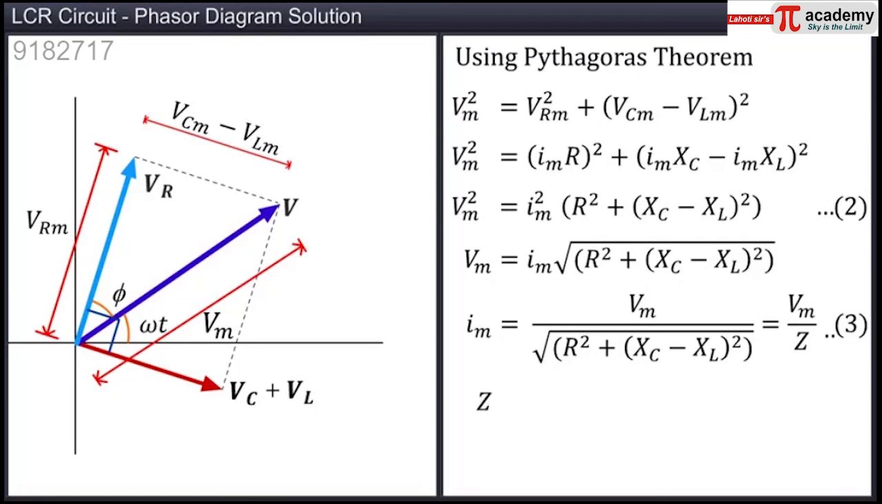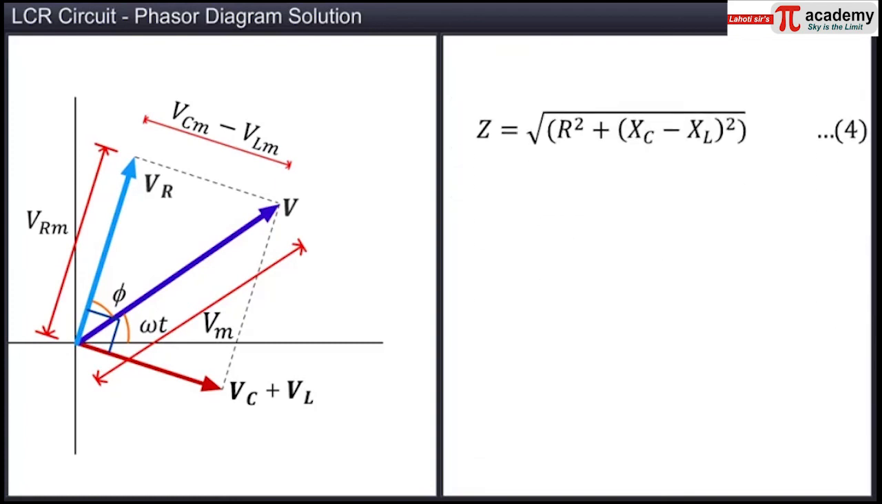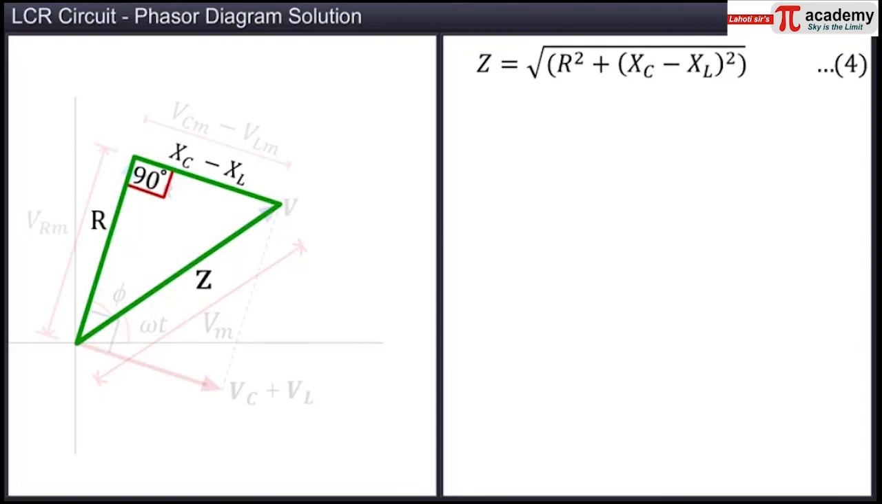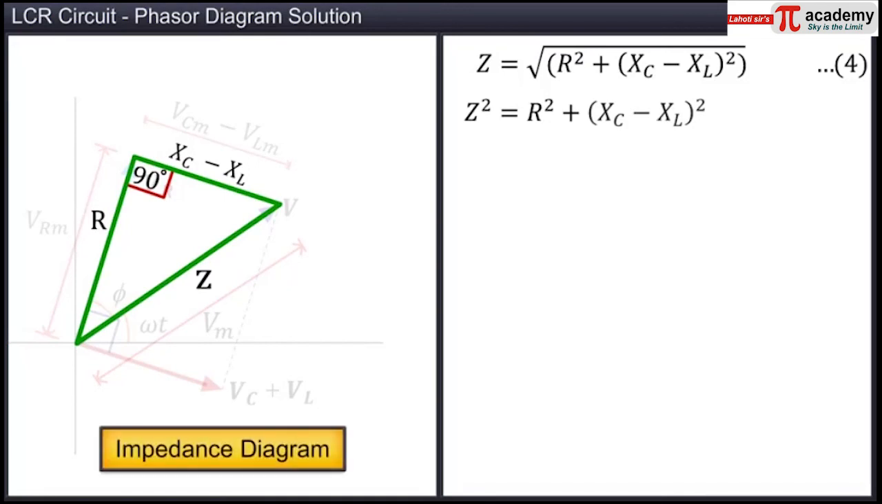Here, Z is the impedance of the LCR series AC circuit, which is analogous to resistance in a DC circuit, and is equal to under root of R square plus (Xc minus XL) square. Let this be equation 4. The impedance equation can also be written as Z square is equal to R square plus (Xc minus XL) square. This equation represents a right-angled triangle as per Pythagoras theorem. This triangle is called the impedance diagram.